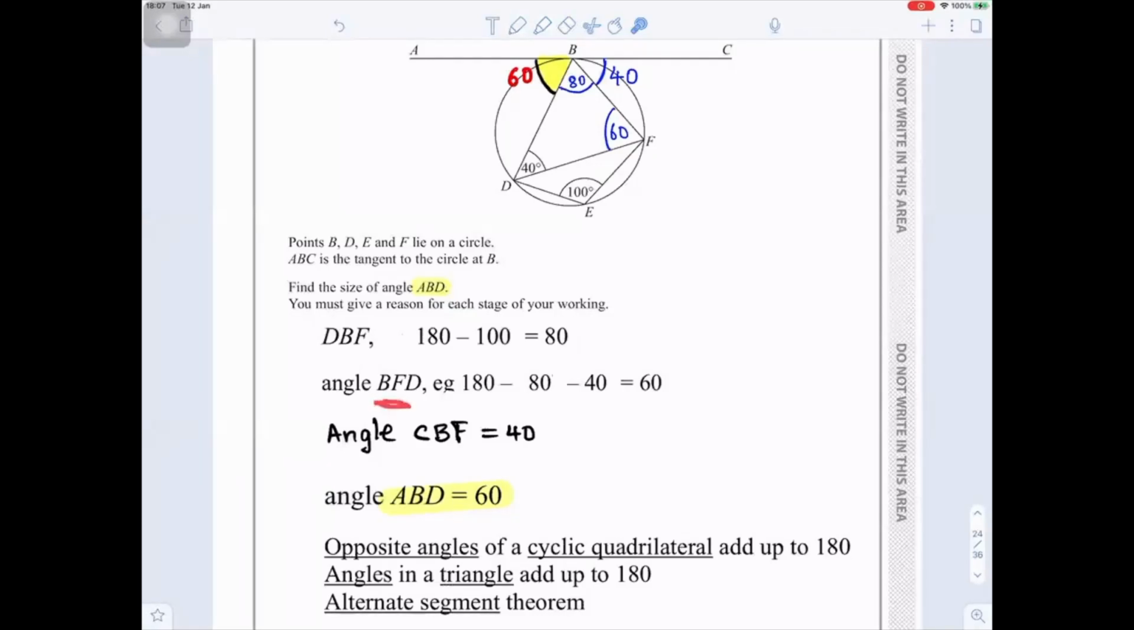Angle BFD is 60 degrees because this triangle has angles adding up to 180, so 180 minus 40 minus 80 gives you 60. So we're using this triangle. Angles in a triangle add up to 180 degrees, and that's the reason we're using.